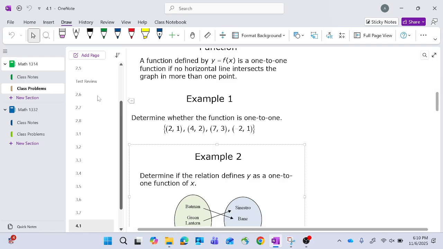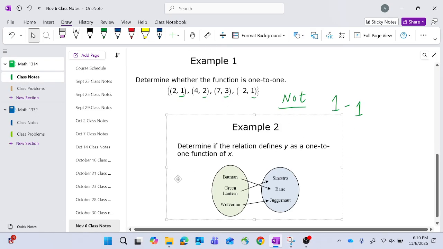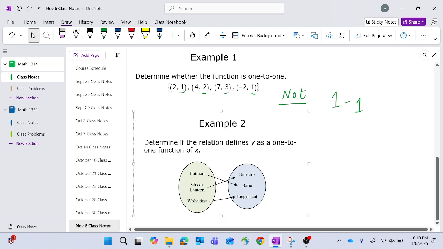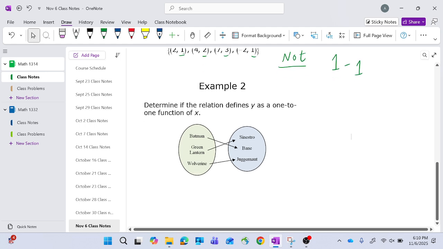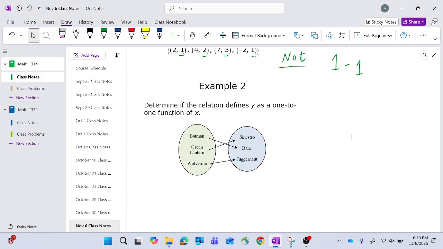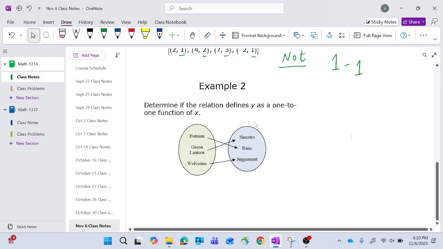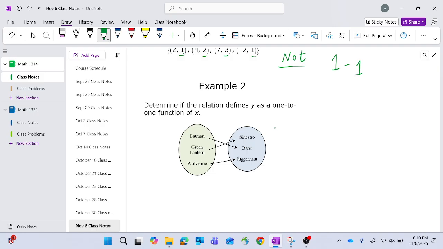Here's another example. Determine if the relation defines y as a one-to-one function. I'm not really sure what this stuff means, but one-to-one essentially just means the y's don't repeat. You don't have the arrow going to the same thing twice. So because each of these arrows is going to one thing each time here, it is one-to-one.